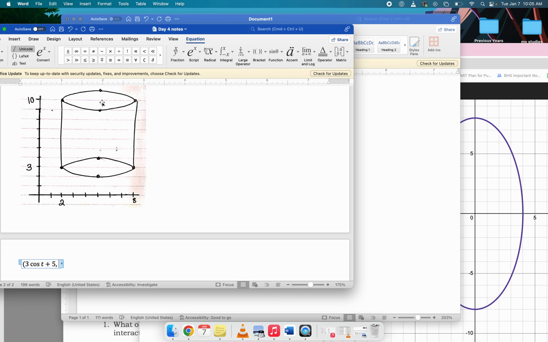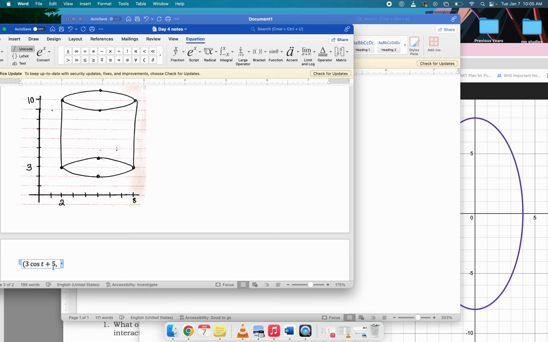And then for the y-coordinates, well, it looks to me like the y-coordinates are all going between 9 and 11. So you need to write down some function whose outputs go between 9 and 11. Do that with some kind of a sine function.